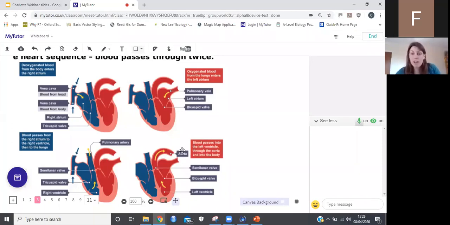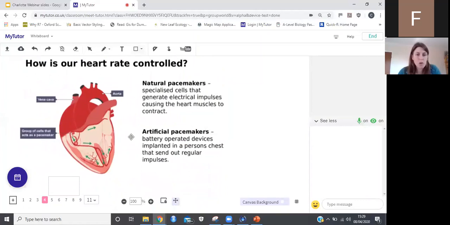I admit it's quite confusing. It's quite a difficult thing to learn, but the best way is to draw lots of diagrams, memorize it, and just keep going through it again and again until you're really familiar with those four blood vessels and the sequence that the heart beats in. Okay, let's move on to controlling our heart rate.